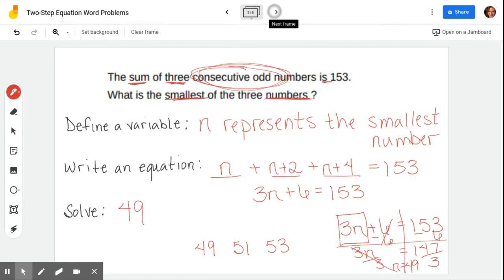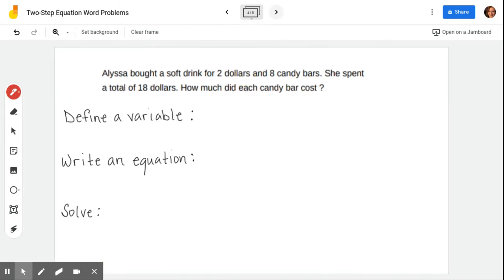That one was kind of tough, I know, but I wanted you to see one like that because a lot of math books like to slip those problems in there. Let's do the next one.